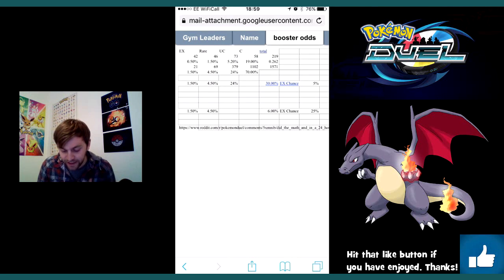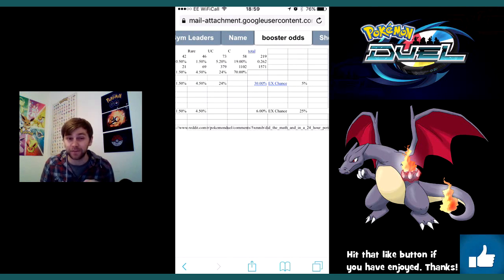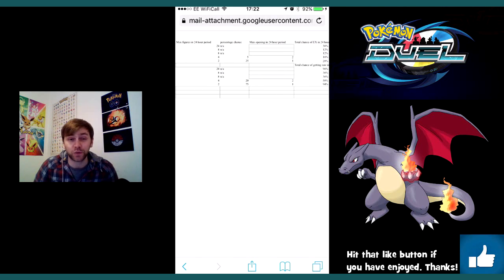So we can see that the EX chance within a gold booster is 5%, and the odds of pulling an EX in a rainbow booster is 25%. In the max figures in a 24-hour period, this basically details white boosters. If you open 24 in 24 hours, you would get 24 figures. In a rainbow booster, however, you would pull 3, although I've put 2 because these are the ones that are just pure.